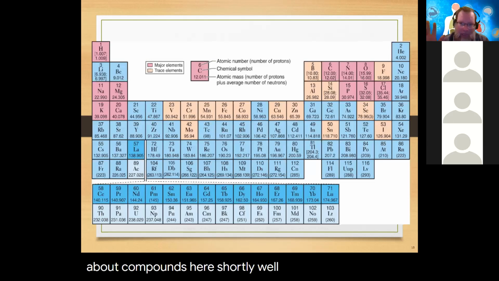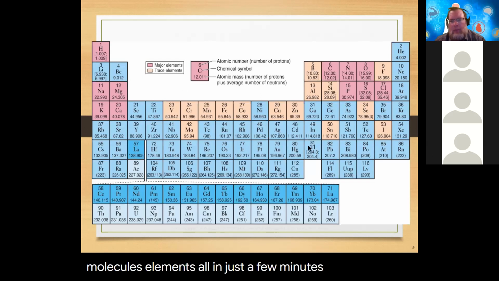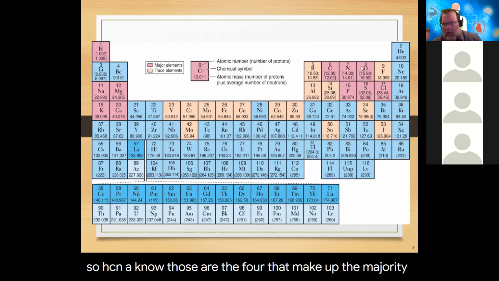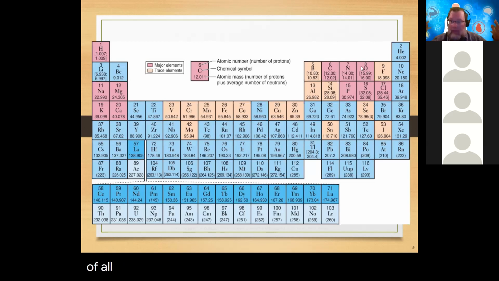We'll define compounds, molecules, and elements, all in just a few minutes. So this periodic chart is nice. It's got the color coding to show us which elements are the major elements of the body, and those four major elements: hydrogen, carbon, nitrogen, and oxygen. So H, C, N, and O, those are the four that make up the majority of everything in the body. When we look at a protein, it's going to be made of those four items.